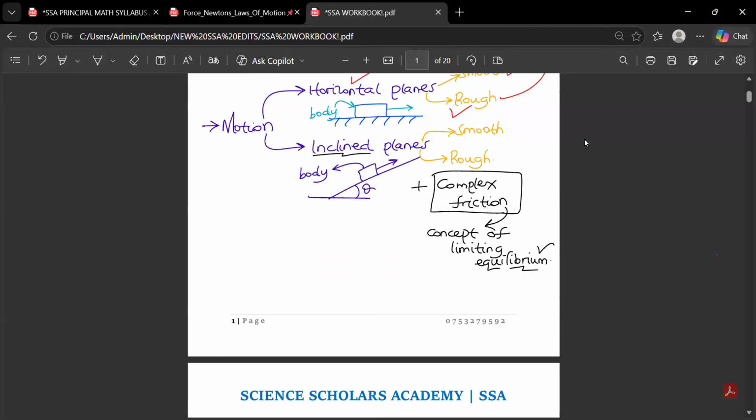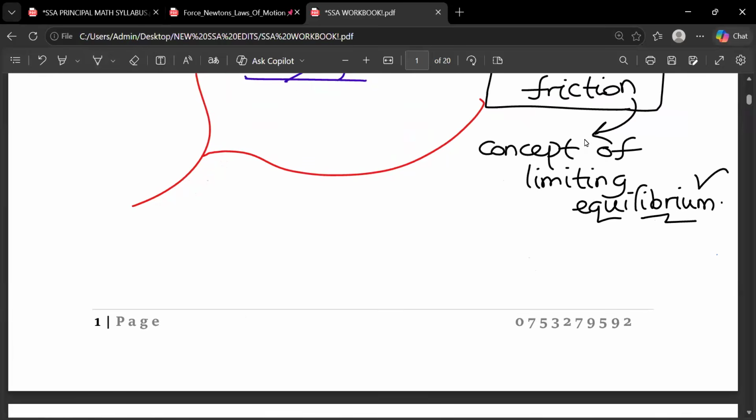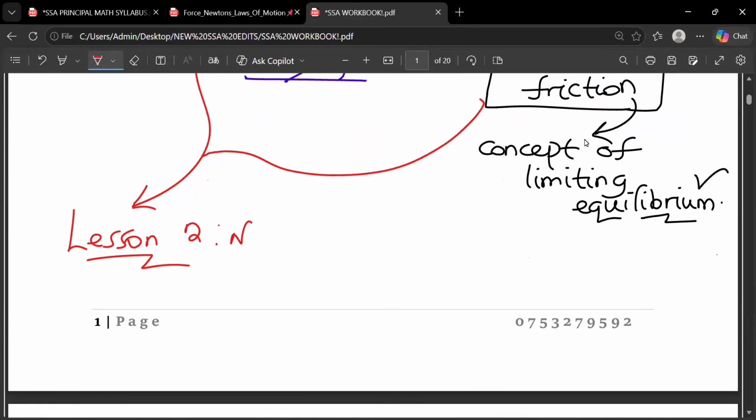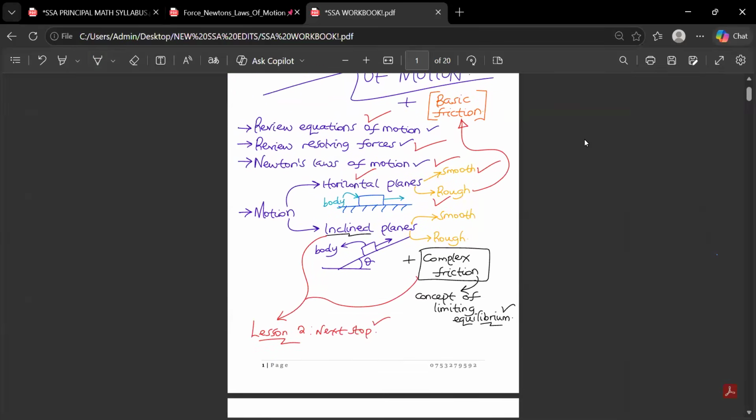So concerning the inclined planes, concerning the complex part of friction, concerning the concept of limiting equilibrium, that will be covered under lesson 2. So lesson 2 shall be our next stop after this. So that is it, people. Hope you have the whole plan.